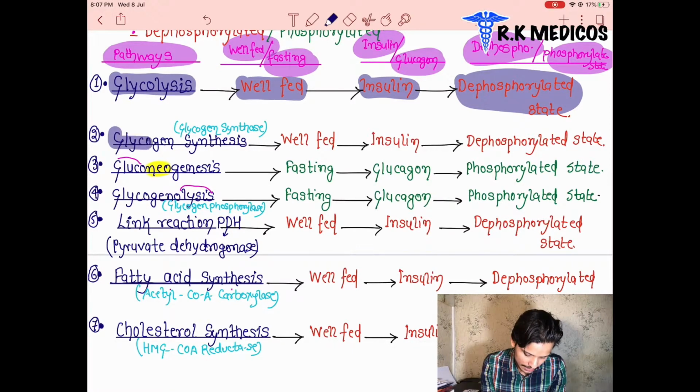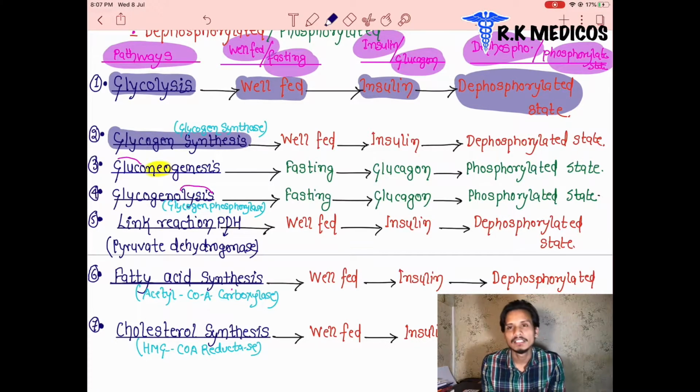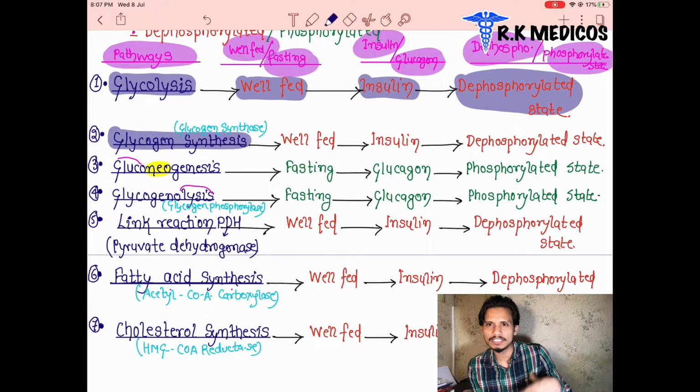In the next step we can see glycogen synthesis. It means glycogenesis, glycogen synthesis. Glycogenesis, what is the enzyme for it?